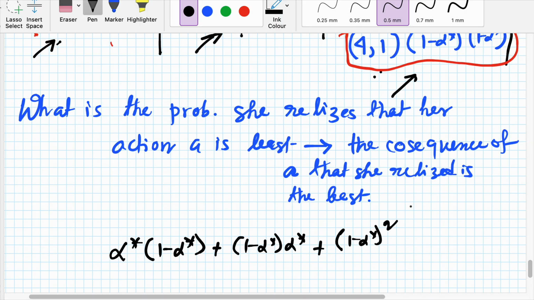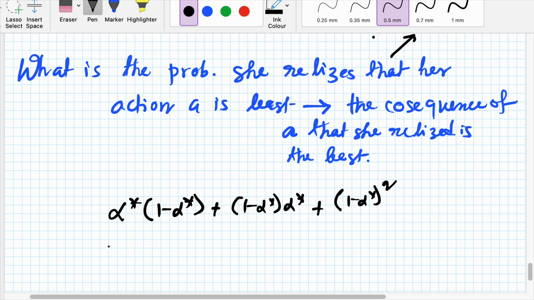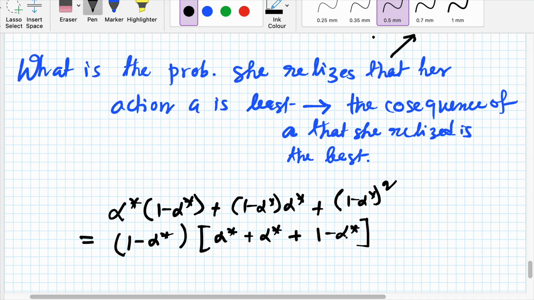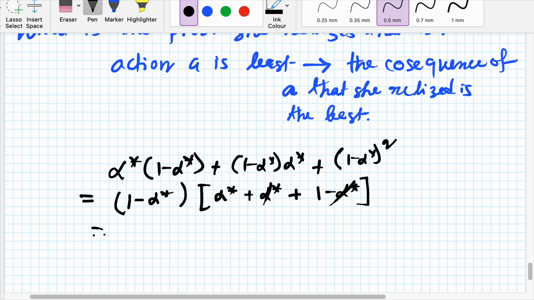For the moment let me recheck it. Here we can take 1 minus alpha star common, alpha star plus alpha star plus 1 minus alpha star, so it is like 1 minus alpha star into 1 plus alpha star. So 1 minus alpha star square.